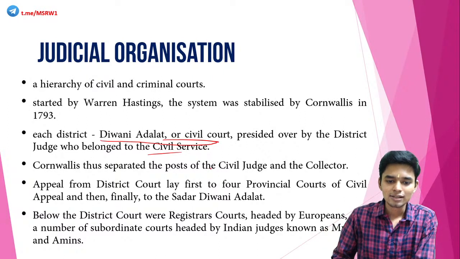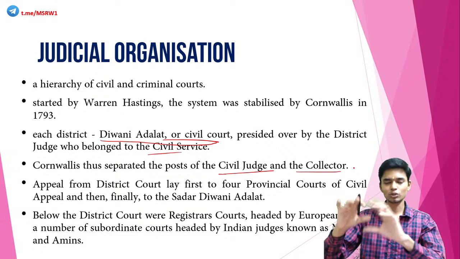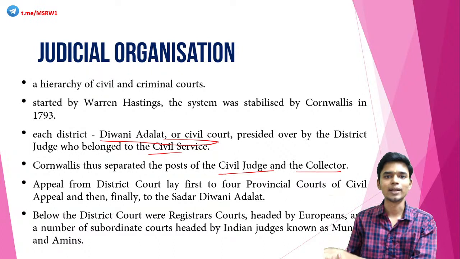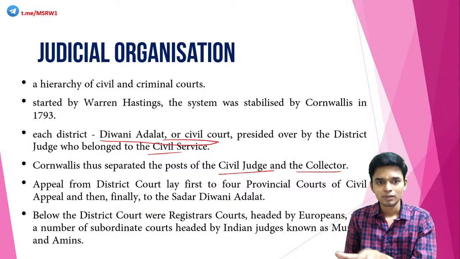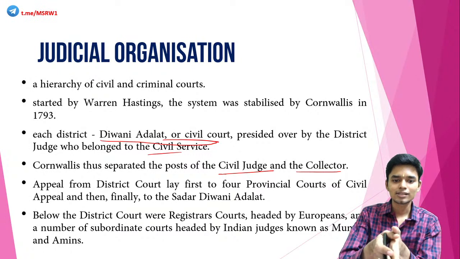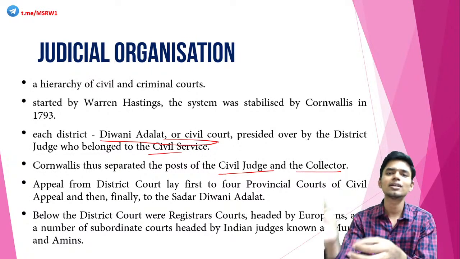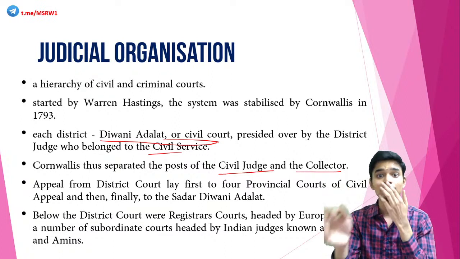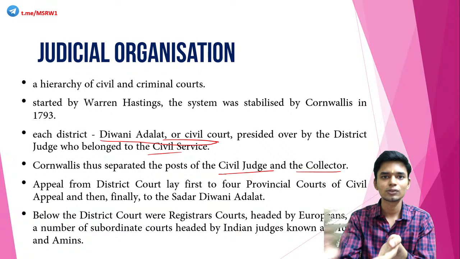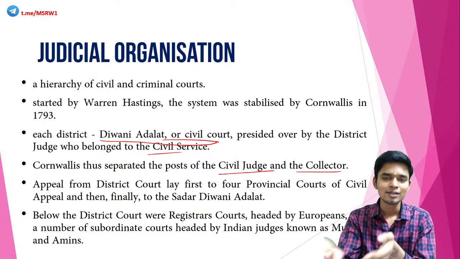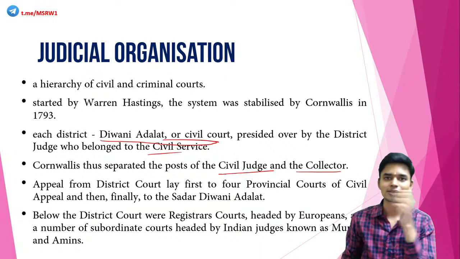Cornwallis separated the posts of civil judge from the collector. Until this judicial organization took place, the collector used to have the judicial functions as well. Now we see that Cornwallis separated the post of civil judge from that of the collector. Even now, the collector is not a civil judge. The collector has magisterial powers even now in India, which is why he is also called the district magistrate. But even then, there is a separate civil judge who looks into the judicial aspects.